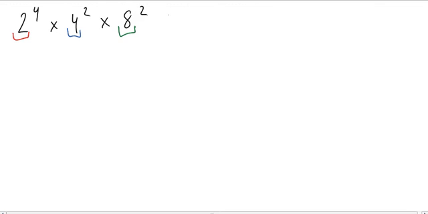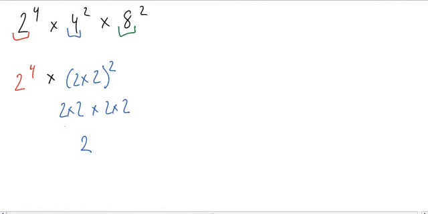So what we need to do is make these have the same base so that we can then multiply them. So we have 2 to the power of 4, and that's going to be our most basic base. So we're just going to leave that as 2 to the power of 4. However, 4 to the power of 2. Well, we know that 4 is 2 times 2, so that would actually be 2 times 2, all to the power of 2, which is 2 times 2 times 2 times 2, also known as 2 to the power of 4. So we have 2 to the power of 4, and then we have multiplied by 8 to the power of 2.